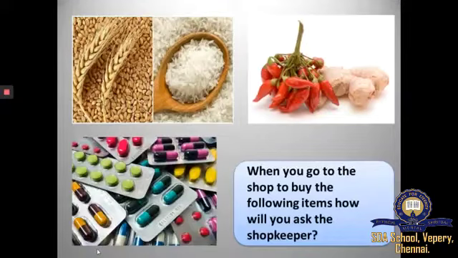Have you ever gone to market to buy rice or wheat? How will you ask the shopkeeper? You will ask in kilograms, right? But items like ginger or chilies, which we do not need in large quantities, we buy in grams. Have you noticed the weight of the medicine tablets? It is very small. It will be in milligram.